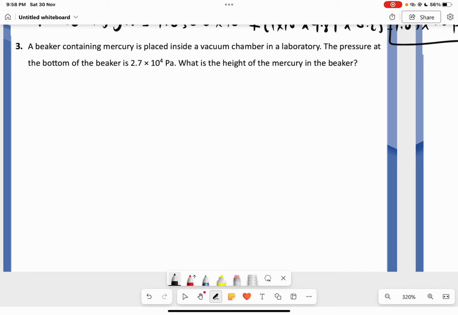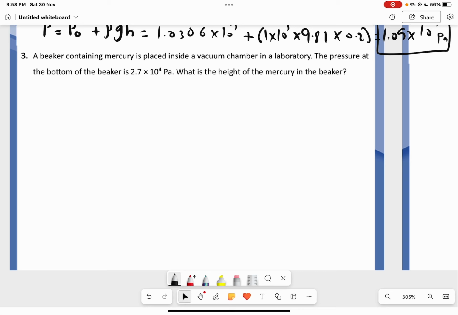Now guys, as usual, write the givens that you have. You have the pressure at the bottom of the container, so it's already given, okay? You don't have to find absolute pressure. Absolute pressure, or pressure, is equal to 2.7 times 10 to the power of 4 Pascal. This is the pressure at the bottom of the container. You have a beaker which is containing mercury, and its pressure at the bottom of the beaker is equal to 2.7 times 10 to the power of 4. What is the height of the mercury? It says H is equal to what?